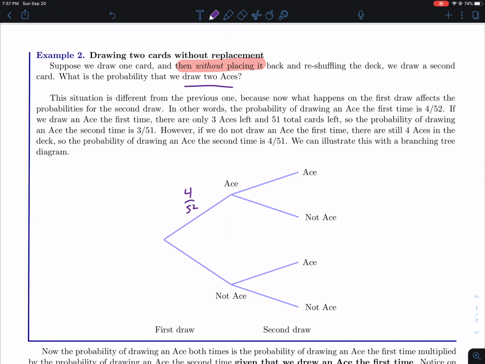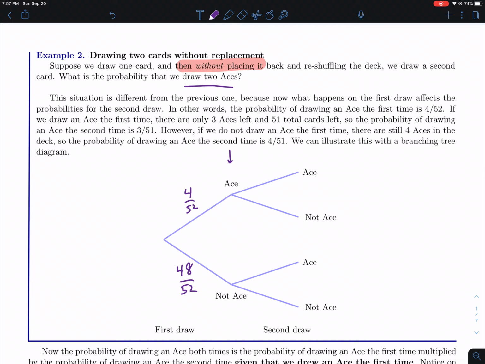So not an ace would be all the other cards. In this case, 52 minus 4 gives us 48 out of 52. Now if we follow this tree diagram up, this is our first card.